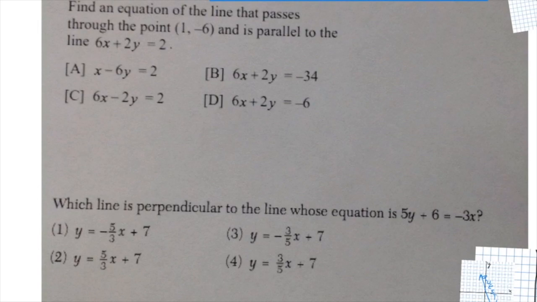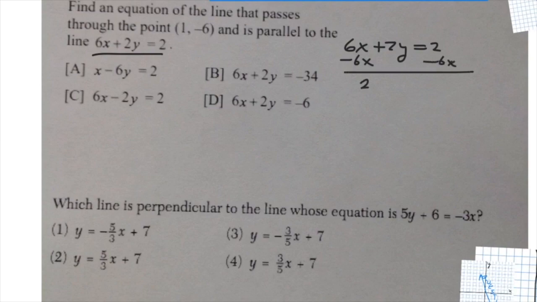For the next question, let's see how fast we can do it without making any mistakes. So we want to get y by itself to actually reveal what the slope and y-intercept of the given equation is. So subtracting 6x from both sides, dividing by 2 will quickly get me the slope has got to be -3 and the y-intercept has to be 1.